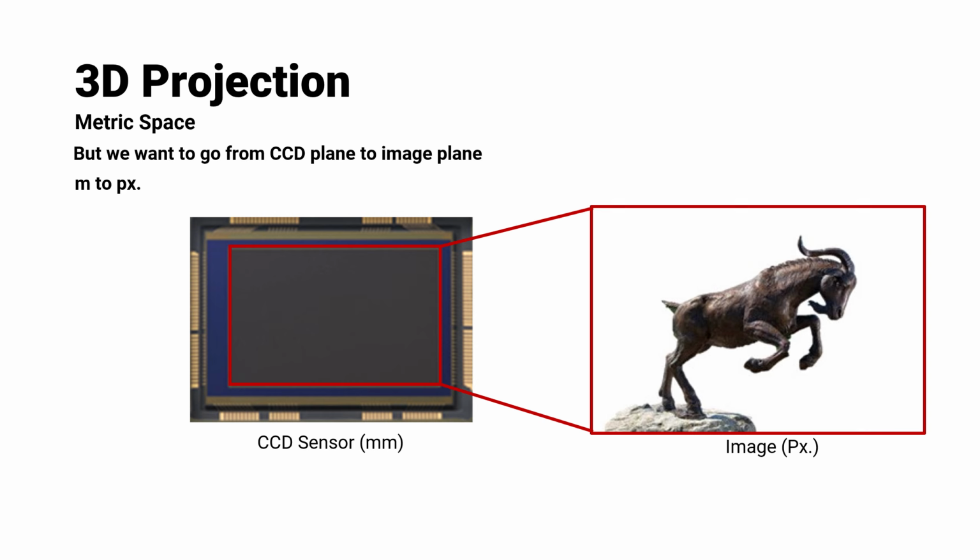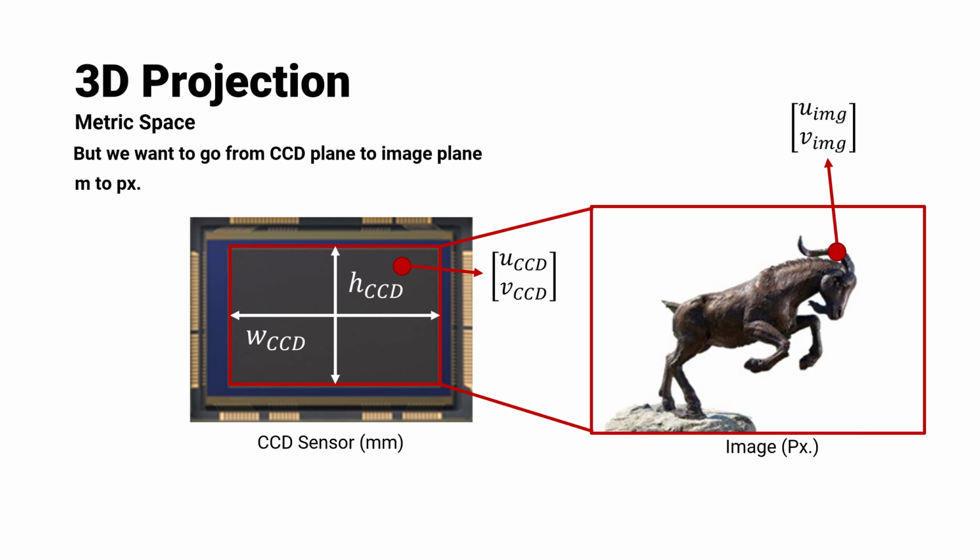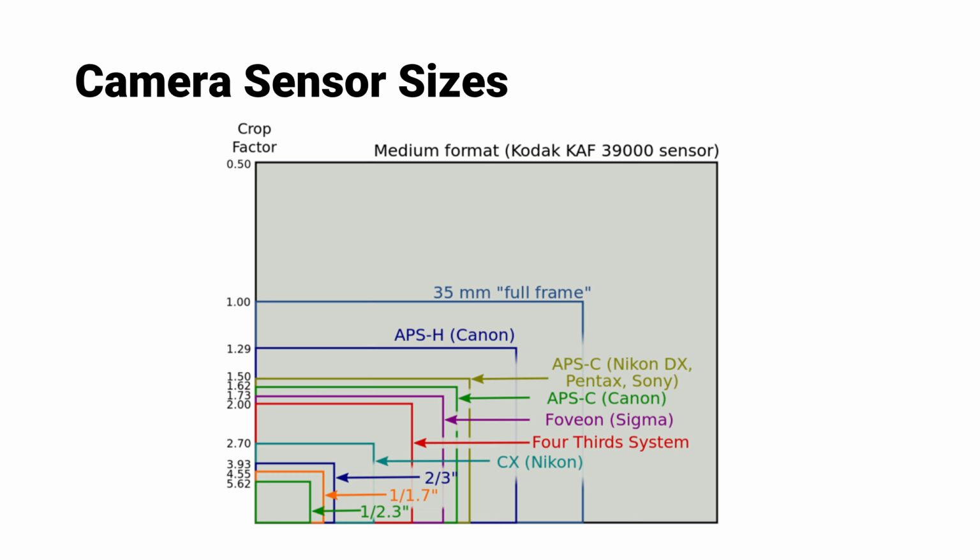To do that, we need the size of the physical sensor itself. So I'm going to call it the H of CCD and W of CCD, and I'm going to call a point on the image in pixels U image and V image, and the point on the sensor, which is in millimeters, remember, it's going to be U and V CCD from the previous slides. Camera sensors can vary quite a lot.